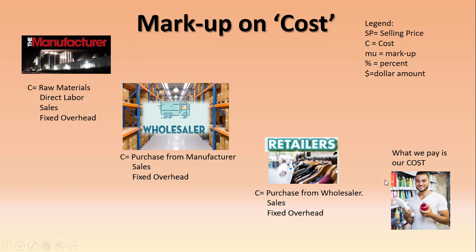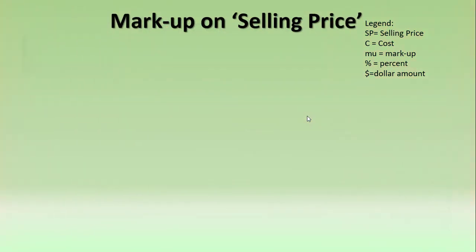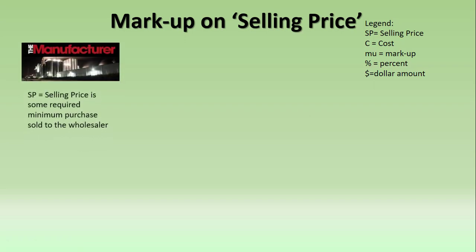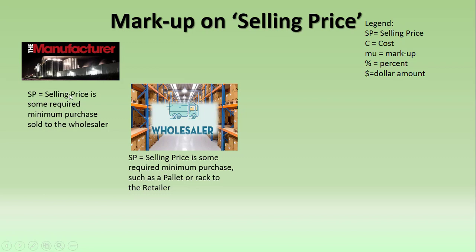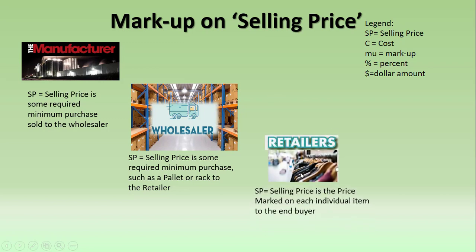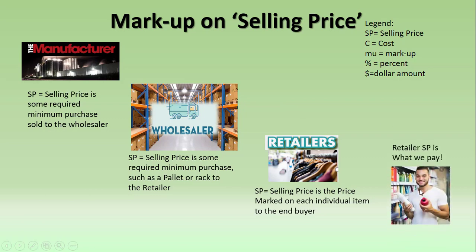So that covers sort of the stair steps on cost, but what about markup on selling price? Well, let's take a look at that real quick. Markup on selling price, we're just going to look at the same chain of events, but think of them differently. See, the manufacturer sells to the wholesaler. So the manufacturer's selling price is what the wholesaler is buying at. Manufacturer's sales price is to the wholesaler. The wholesaler's selling price is something like we talked about, maybe a pallet of goods that's required to be purchased by the retailers. So manufacturer sells to the wholesaler. Wholesaler selling price is to the retailer. Retailer selling price is to us.